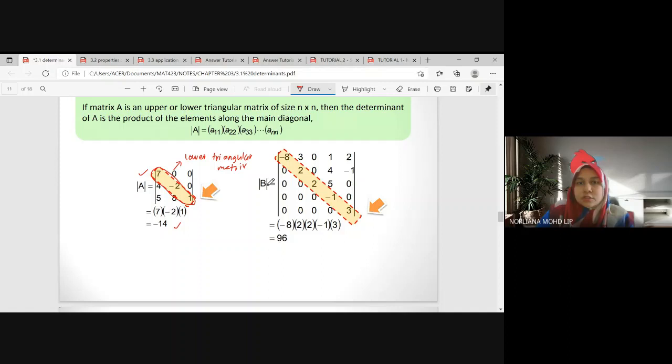Also B, this matrix B is a 5 by 5 matrix. This is also a triangular matrix, it is the upper triangular matrix. So we can just simply take the main diagonal of this upper triangular matrix. It is equal to 96.